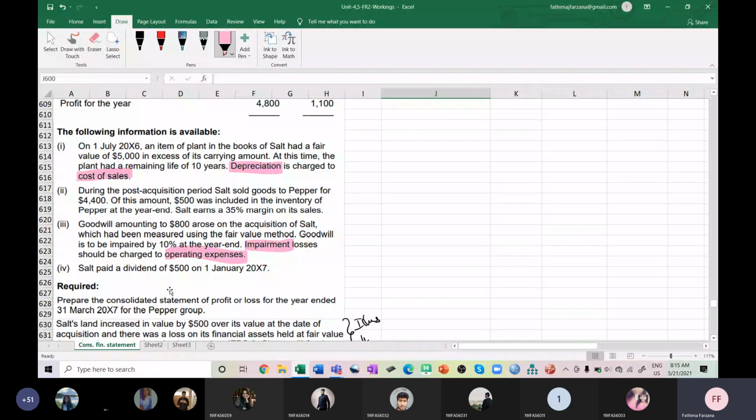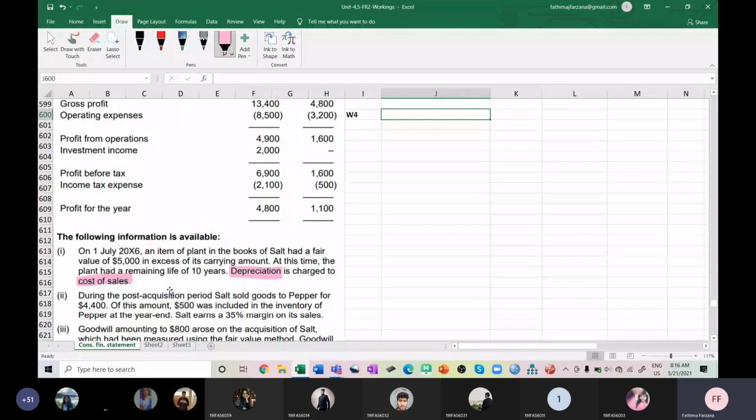I think that is the adjustment done. And salt paid a dividend of 500 on 1st Jan 2007. So dividend paid by salt in the post acquisition period should not be shown, if you are aware. So that part we'll come to later. So now I'm going to prepare my working note 4, which is NCI.